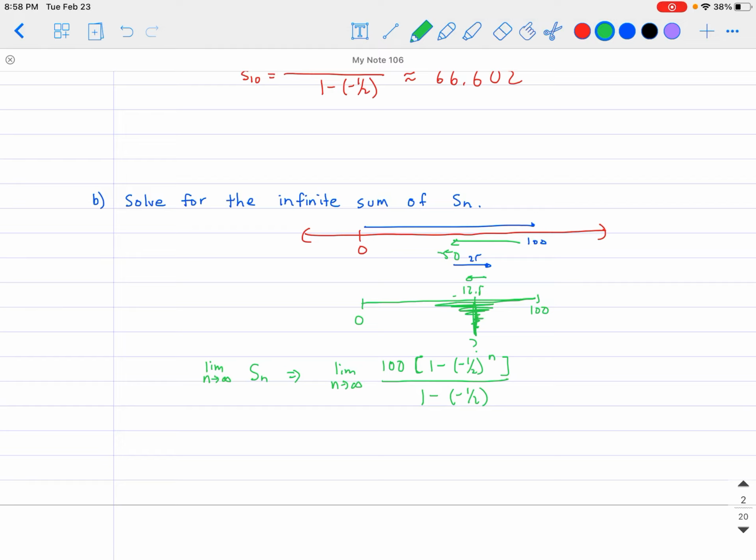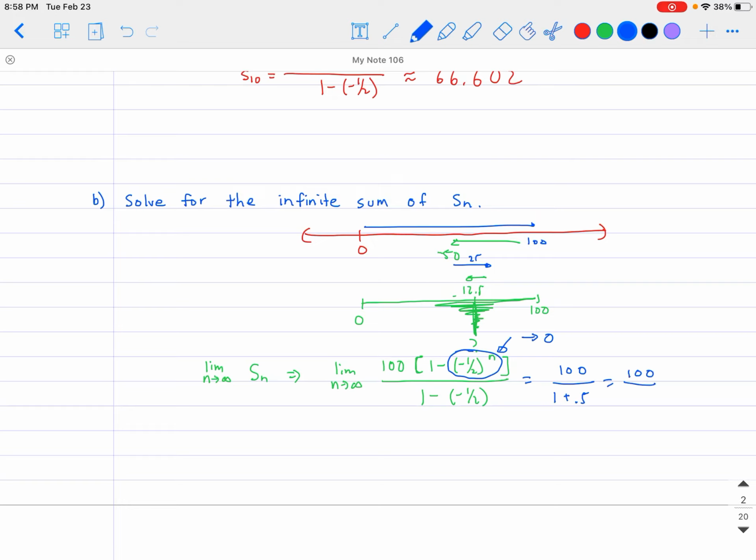Now, as n approaches infinity, the interesting term is actually going to be this one over here, because if you have a fraction, any number between negative 1 and 1, exclusive of negative 1 and 1, of course, raised to a really, really big exponent, the result is that this is really going to go towards 0. So all that is left is just my 100 divided by 1 plus 0.5.